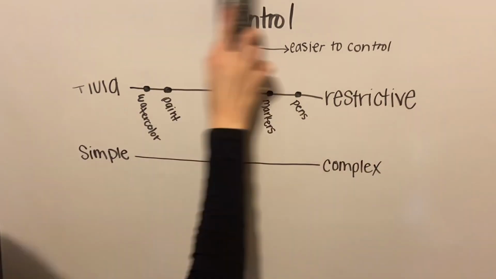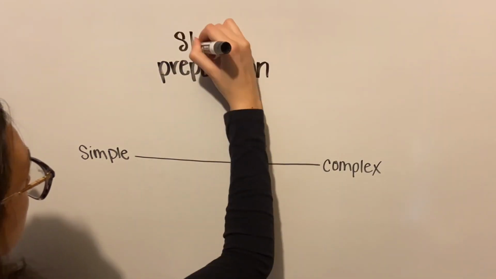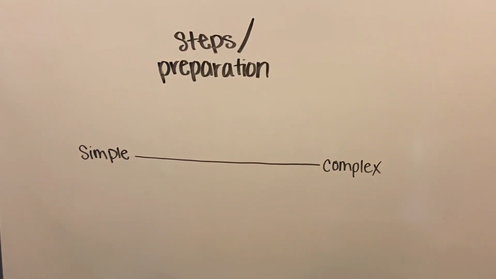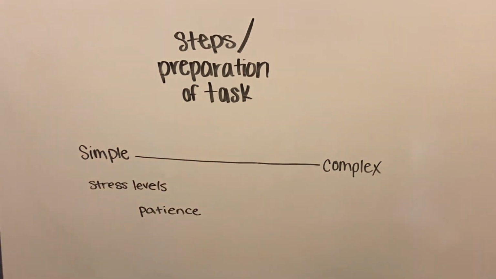Simple to complex refers to the number of steps or preparation of the materials or the art activity. This spectrum relates to the stress levels, patience, focus, energy, and problem-solving ability in the client. For example, if you had a client who gets irritated easily, you would want to pick a simple medium and a simple task for them to complete.